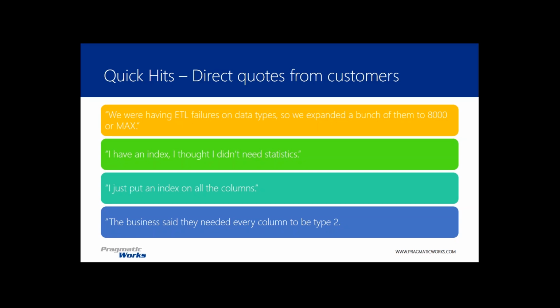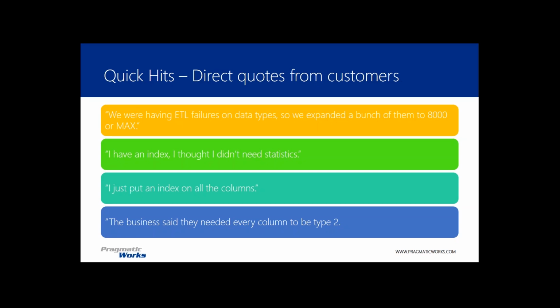Okay, and then the last one here, we hear this almost every single project with companies that haven't done a data warehouse before, or haven't done one in a really long time, or are going with the star schema methodology for the first time: the business said they needed every column to be a type 2. Well, no, they don't. I guarantee you the business does not need every single column in there to be type 2. You need to go to the business and say, here's the use case for your type 2s, and give me a list of things that you feel might have an analytic value to look at over time. And you need to give a little bit of pushback on that.